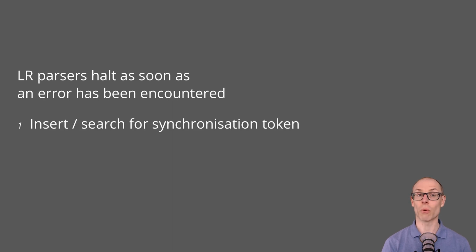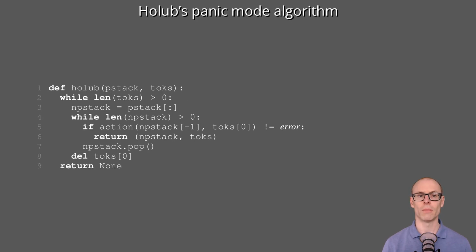We've already seen the synchronization token approach in Java, which searches for or inserts semicolons, but there are other alternatives, most notably panic mode. Our formulation of panic mode comes from Holub. As you can see, the algorithm is incredibly simple. It runs incredibly fast. But it works by deleting parts of the parsing stack, often causing it to skip large portions of input and leading to poor quality repairs.